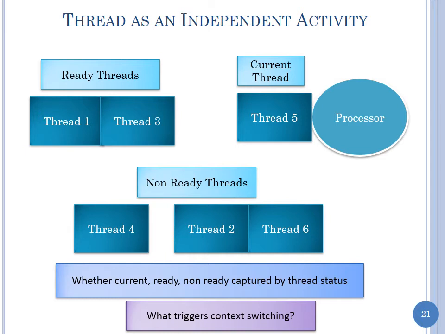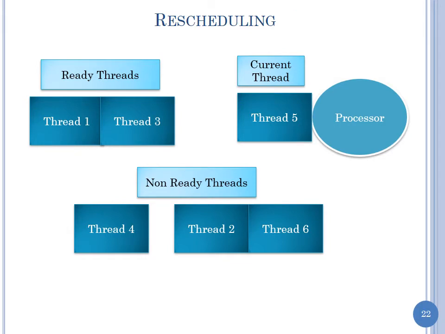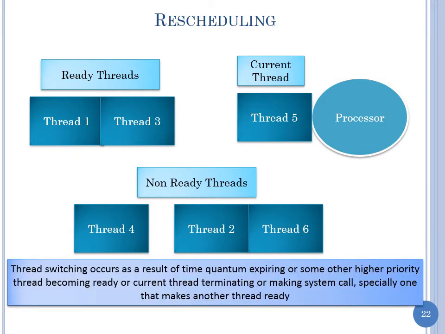So the next question is, given a bunch of ready threads, what triggers context switching? What makes sure that the current thread releases, and some other thread takes the place of the current thread? I see lots of hands going up, so let's take that in the next slide. So what causes rescheduling? Context switching can result from a time quantum expiring. I didn't put thread termination in here; I couldn't quite fit all this text. Or some other higher priority thread becoming ready. Even if your time quantum has not expired, you may be scheduled away because somebody has higher priority than you. That's what priority means.